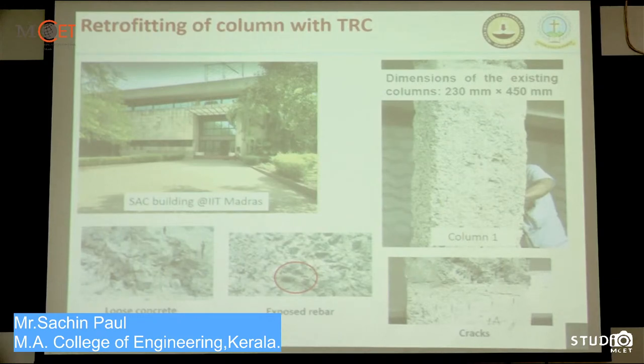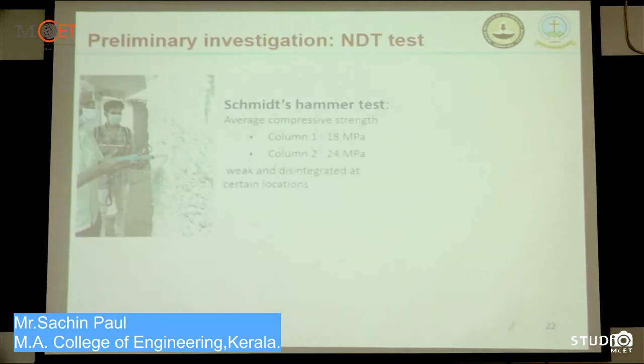So the challenge for us was to design a TRC, textile reinforced concrete, section and to execute the textile reinforced concrete retrofitting method on this column. First was a preliminary investigation of the strength parameters. It was supposed to be M25 grade. The first column had an average strength of 18 MPa, and the second one was a little better at 24 MPa, even though the design strength should have been much more.